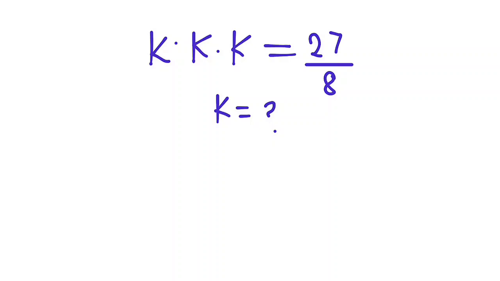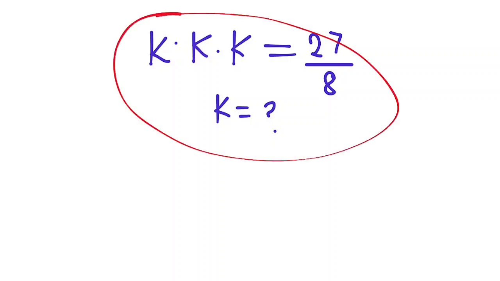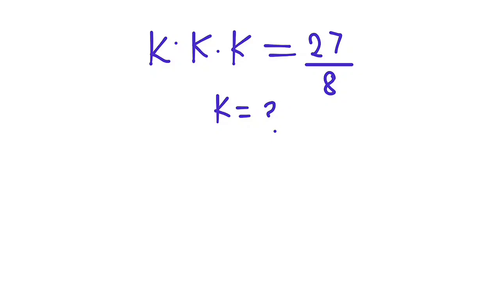In this tutorial, let's see how we are going to solve this problem on the board. We have k times k times k equals 27 over 8. So what's the value of k? Now this is what we're going to do.